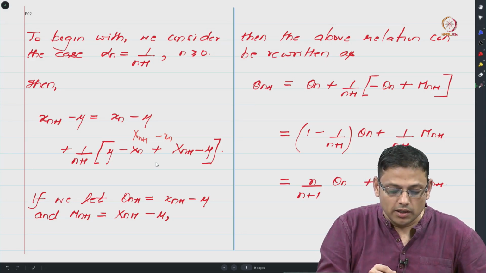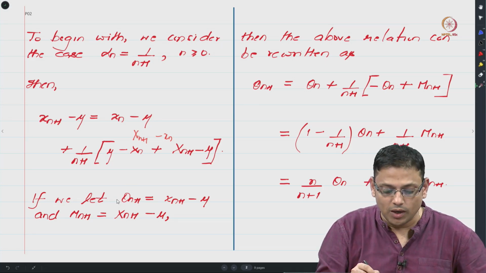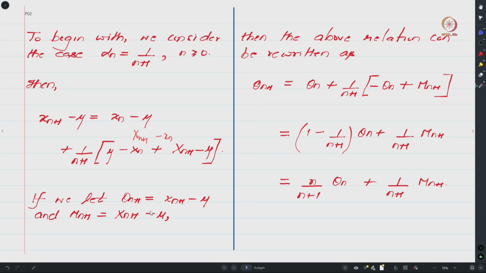Now if you define theta_{n+1} as x_{n+1} - mu and M_{n+1} as X_{n+1} - mu, so that we can think of this as the noise, then this update rule can be written as theta_{n+1} = theta_n + 1/(n+1) (-theta_n + M_{n+1}). So observe that this expression has theta_n, 1 over n+1 as is, minus theta_n, and the noise term is M_{n+1}.